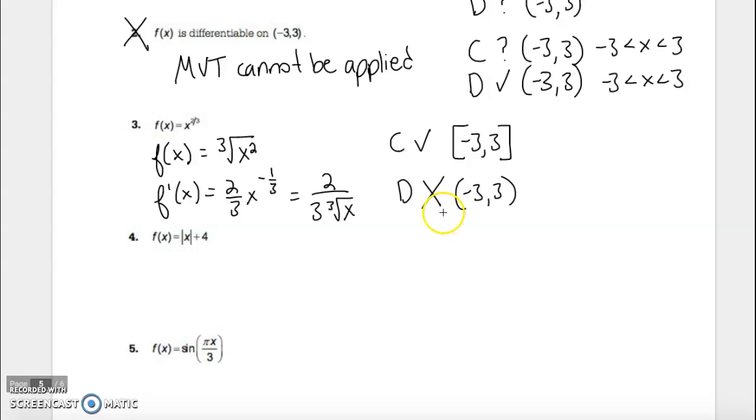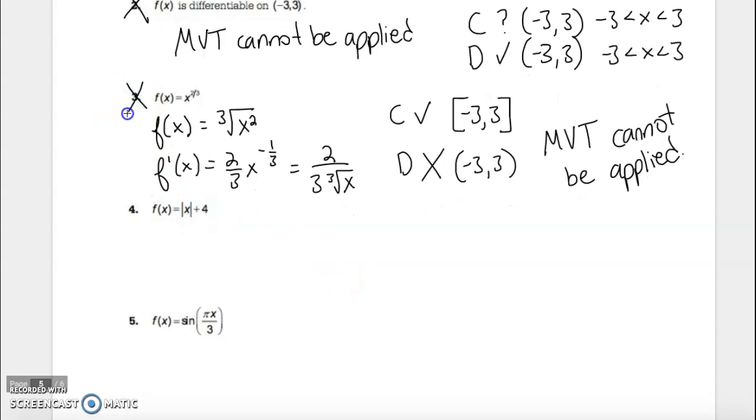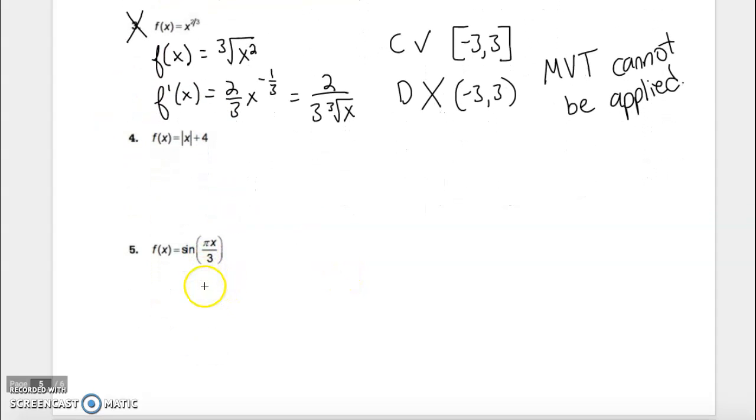So I would say absolutely not. This function is not differentiable on the open interval -3 to 3. Therefore, you cannot use the mean value theorem. And that's why it's so important that we check these things before we just jump into automatically using the mean value theorem. So nope, sorry.